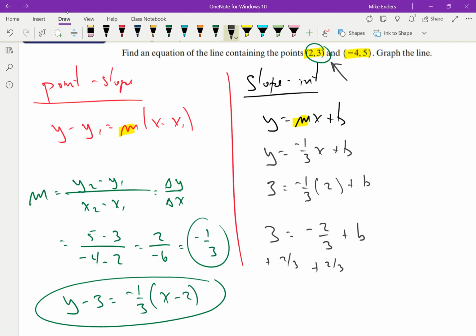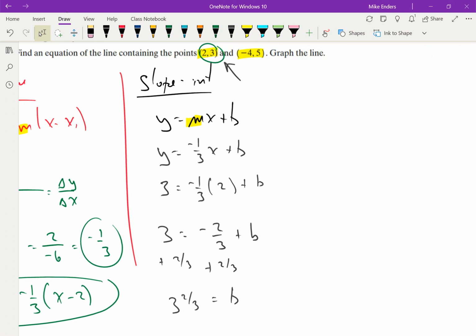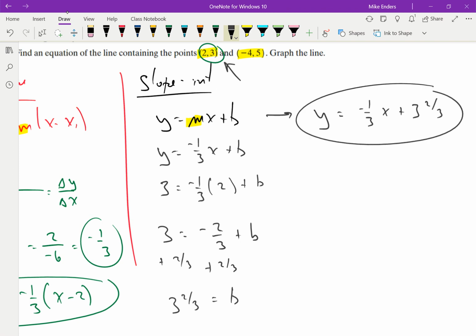So add 2/3 to both sides. So 3 plus 2/3 is 3 2/3. So that's going to equal my b value. So that means I can rewrite this as y equals negative 1/3 x plus 3 2/3. That would be my slope-intercept form. Now that would be good for paper and pencil.